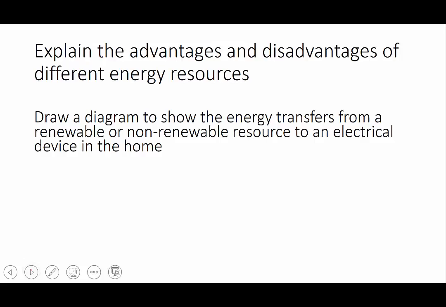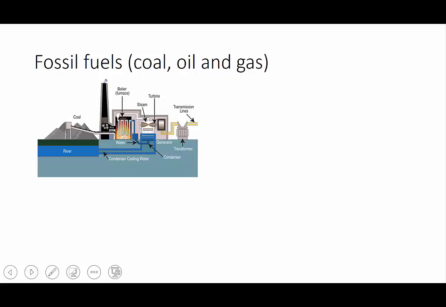Okay, so renewables are things that won't run out. So you need to be able to explain the advantages and disadvantages of each of them and show the energy transfers. So let's start with fossil fuels. Fossil fuels are a store of chemical energy which gets released when we burn them. So the chemical energy gets turned into thermal energy.